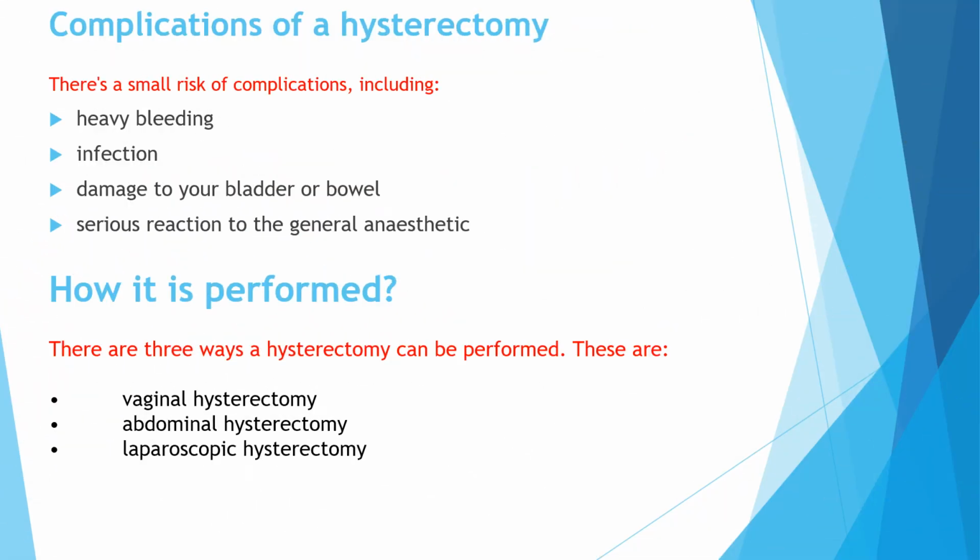So complications of hysterectomy. What complications can happen with a hysterectomy? We already mentioned there are many complications that could happen. There is more risk of complications, including heavy bleeding, infection, damage to your bladder or bowel, and a serious reaction to the general anesthetic. How is this performed? There are three ways a hysterectomy can be performed: vaginal hysterectomy, abdominal hysterectomy, or laparoscopic hysterectomy.